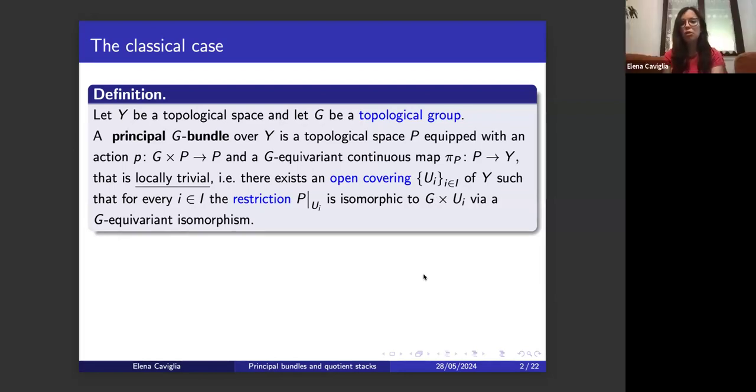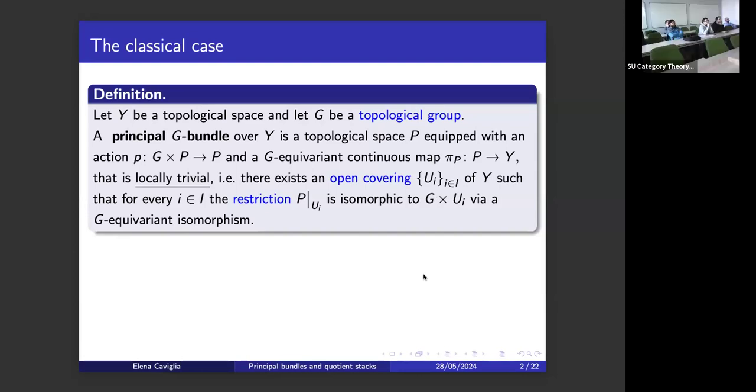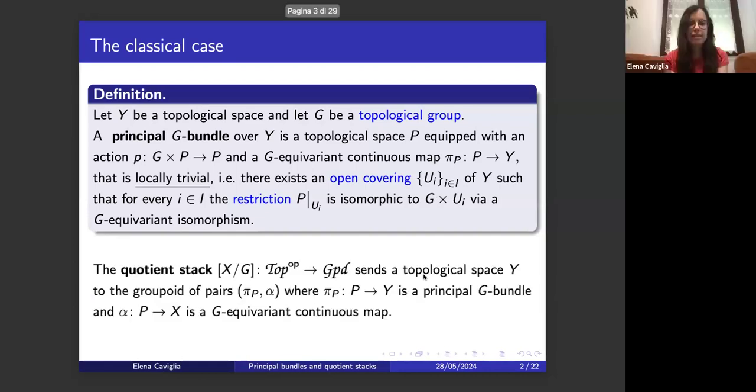And this notion is very important in geometry. There are different flavors of it. So we can do the same thing for schemes, for example, or for manifolds. And among the various things that are done with principal bundles, one is that we are able to construct quotient stacks explicitly using principal bundles. And the idea is that the quotient stack sends a topological space into a group of pairs of principal bundles equipped with a G equivariant continuous map into X, which is a fixed topological space.